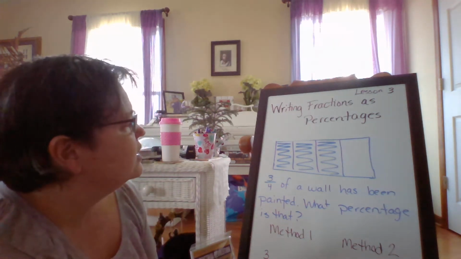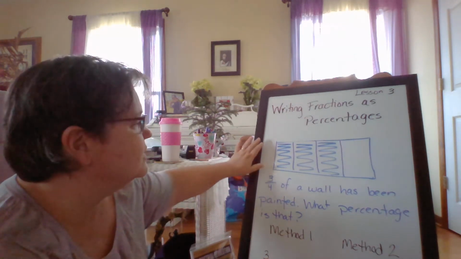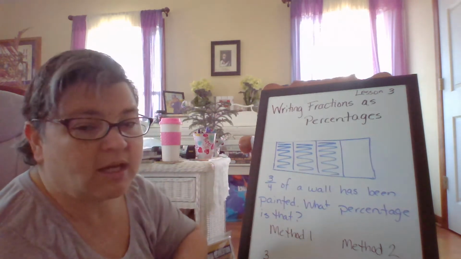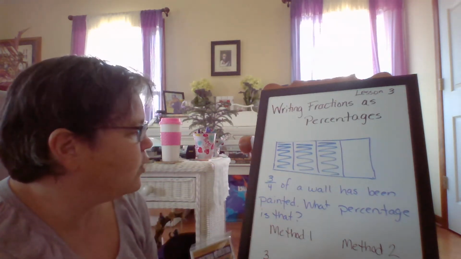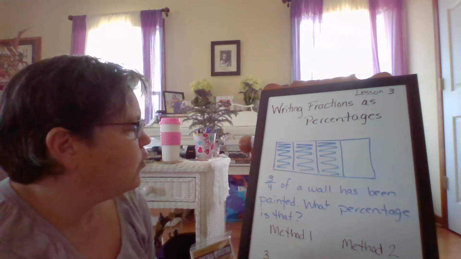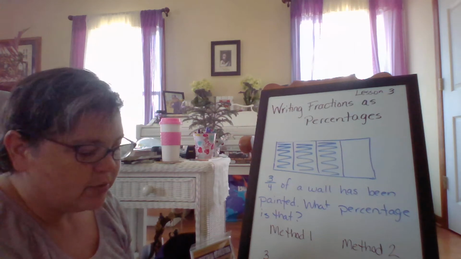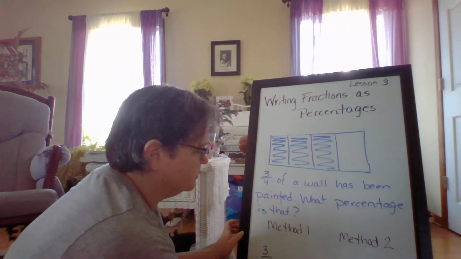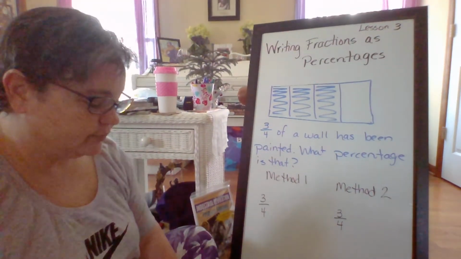Okay, so here I have, and don't laugh at my drawing, this is a wall, and 3/4 of that wall have been painted. So 3/4 of a wall have been painted. What percentage is that? In order to find percentage, of course, we're trying to think of 100s. All right, so you can see that.